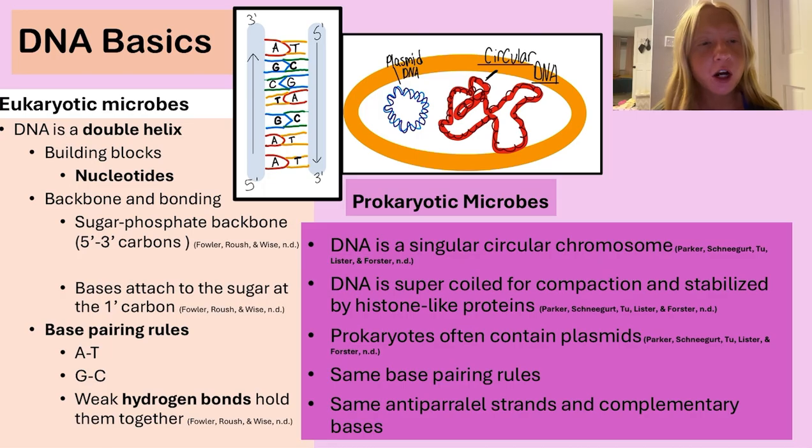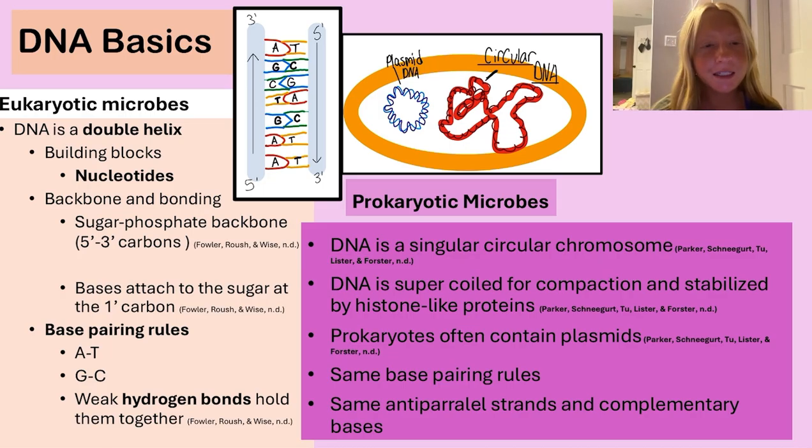A eukaryotic microbe has a double helix DNA structure, it's linear, whereas the prokaryotic is circular, a circle of chromosomes, whereas the double helix is like a ladder. And the double helix is made up of nucleotides, and these have three different parts: a phosphate group, a deoxyribose sugar, and a nitrogenous base. So the backbone of this is called the sugar phosphate backbone because of these components.